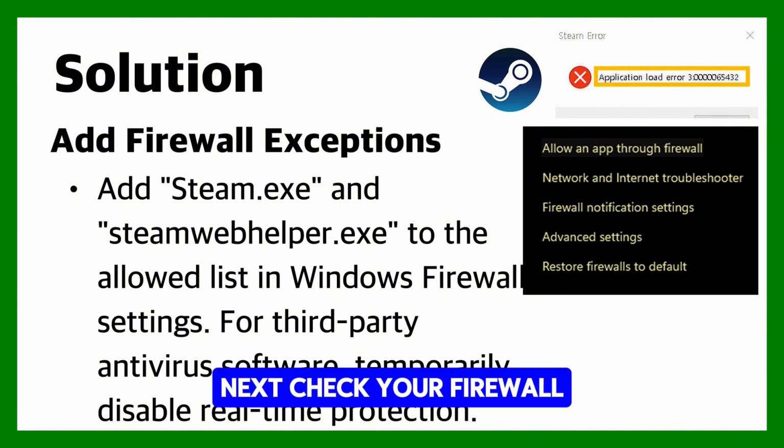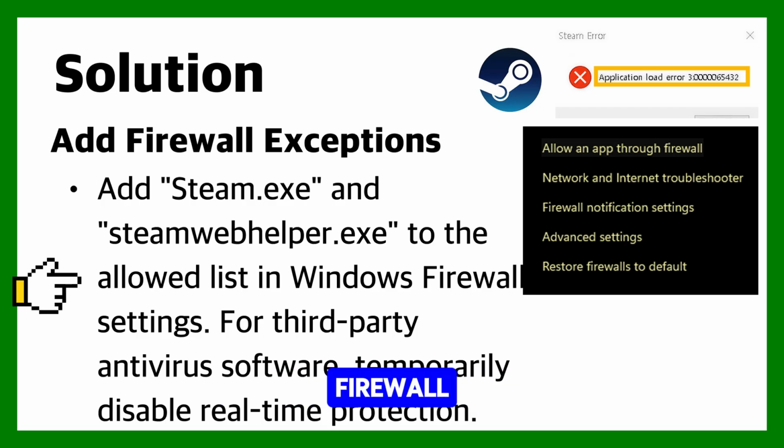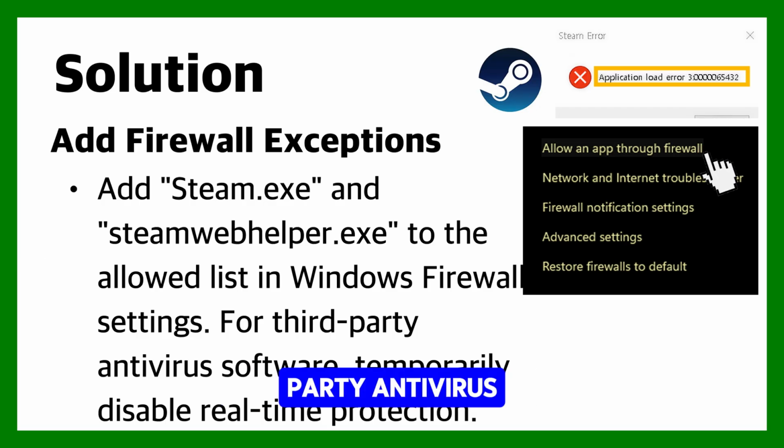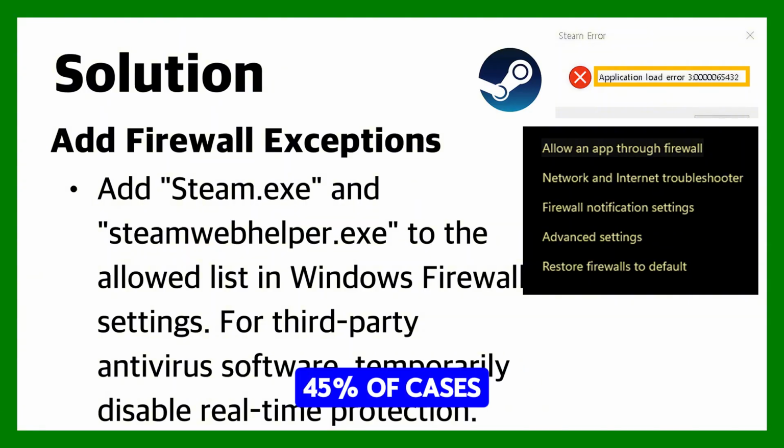Next, check your firewall. Add steam.exe and steamwebhelper.exe to the allowed list in Windows Firewall. If you're using third-party antivirus, try disabling real-time protection temporarily. This helps in about 45% of cases.